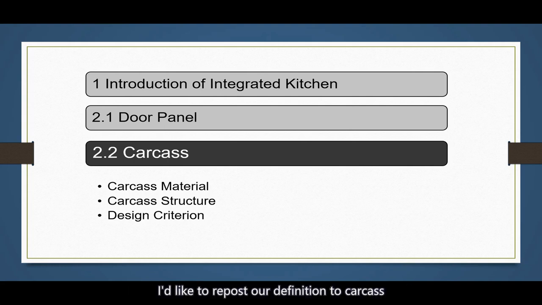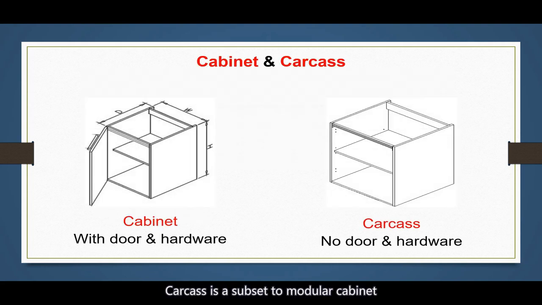Before we move on, I'd like to repost our definition of carcass. Carcass is a subset of modular cabinets. A standard cabinet consists of three parts: the door panels, the carcass, and the hardware. The hardware links the carcass and the doors together. This includes the drawer slides, the hinges, and the door lifts. Integrated kitchen design is based on cabinet design, and each modular cabinet is the smallest functional unit of a kitchen. It's just like cells to people, atoms to molecules.